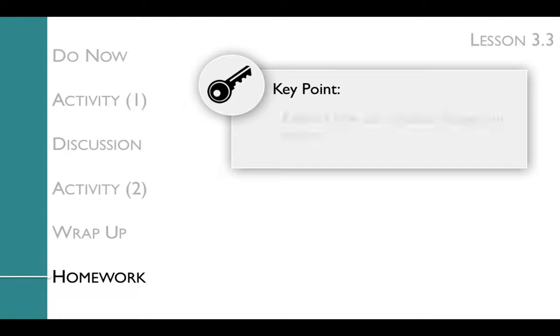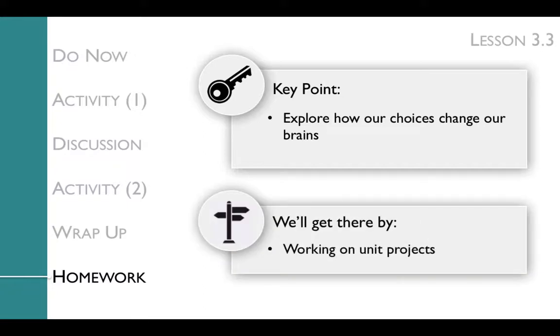The key point of the homework is to explore how our choices change our brains. We'll get there by working on unit projects. In the project, students are working independently or in small groups to research, describe, and present how different choices we make can change our brains. See the project section on our website for more information about the project and sample assignments and rubric sheets.